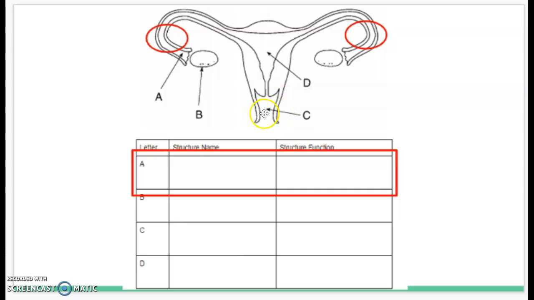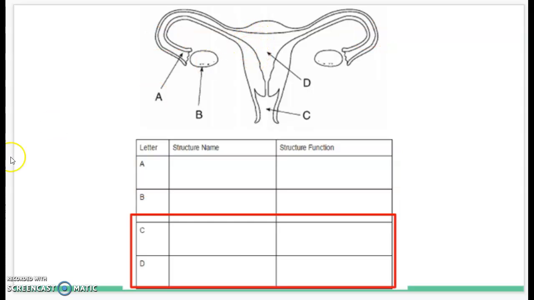C would be the vagina. The sperm swim up through the uterus, and then fertilization happens here. And then the zygote would travel back down and implant here for development. Again, C is the vagina, where the sperm are deposited. So they swim up here. And then D is where the zygote implants and the fetus will develop.